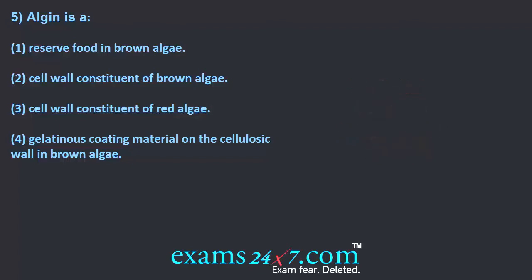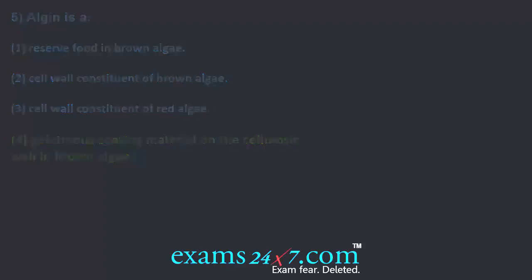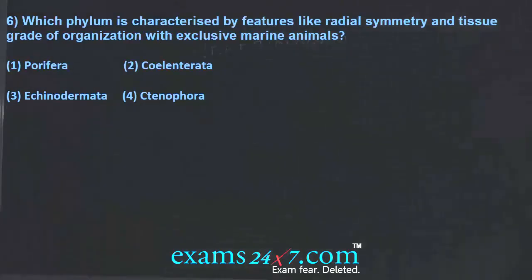Yes, algin is a coating material on the cellulosic wall of brown algae. Thereby, option 4 is the answer. Now, we move on to question number 6. Which phylum is characterized by features like radial symmetry and tissue grade of organization with exclusive marine animals?